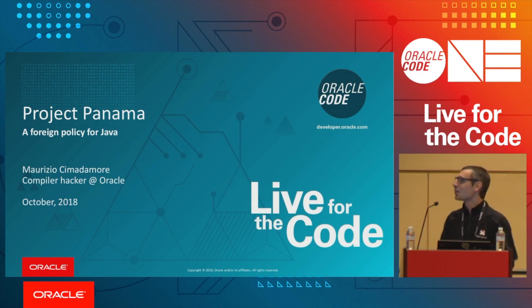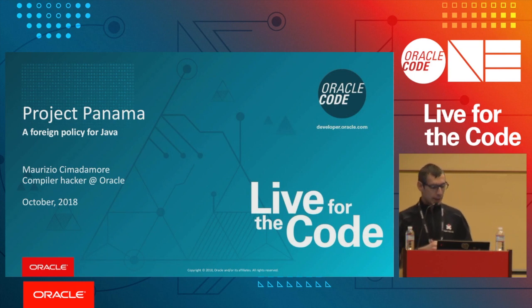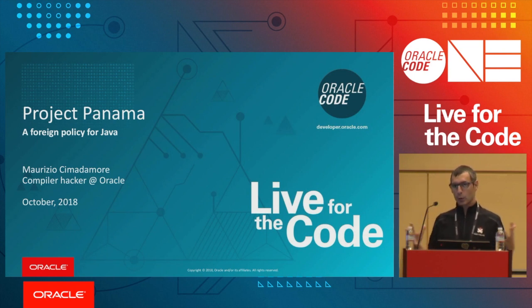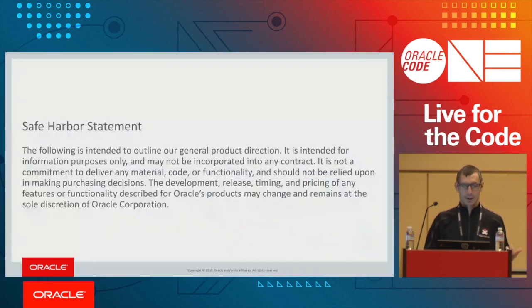So I'm going to talk to you about a project that I've been involved with for the last year or so, and I'm very excited about it. It's called Project Panama. And the goal of this project is essentially to bring Java closer to native code. Of course, Java has a tool for interoperating with native code. It's called JNI. We all know about that.